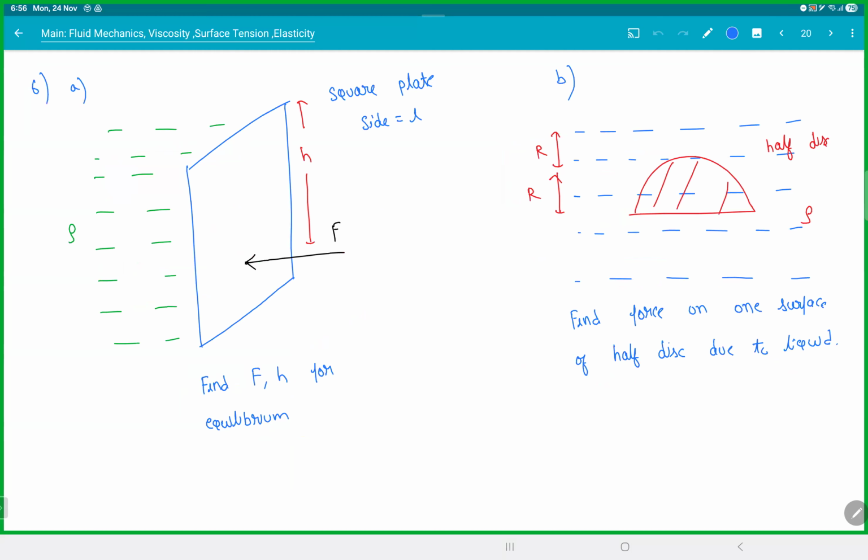Hope you guys remember. A is a standard model. We have a square plate of side L. On the left side, there is a liquid of density rho. At a height h from the top, someone is applying a force F to keep it in equilibrium. When I say equilibrium, I mean both translation and rotation equilibrium. That's a standard result actually, but let's see. Second is a good one. If you keep a half disk inside the liquid at a depth R, find the force on one surface. On both the surfaces, it will cancel out. Find the force due to the liquid on one surface of the disk. Now, if you know the result, it looks easy. So B looks like a monster. But let's get the first part.